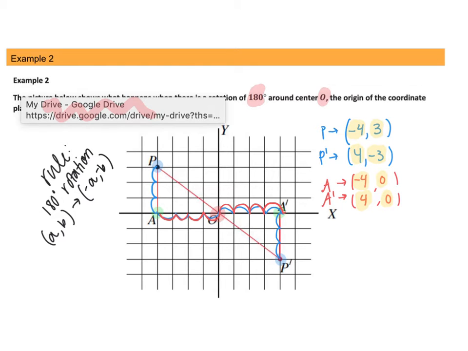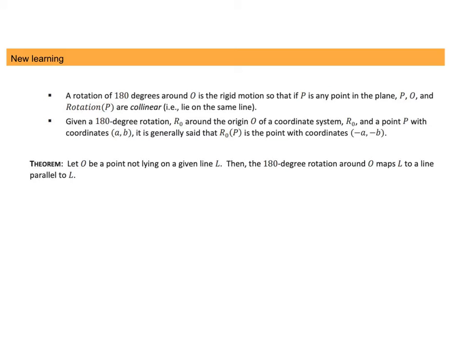Remember that they do form a line, so they're collinear. So P forms a line with P prime, A forms a line with A prime. Okay, moving on.